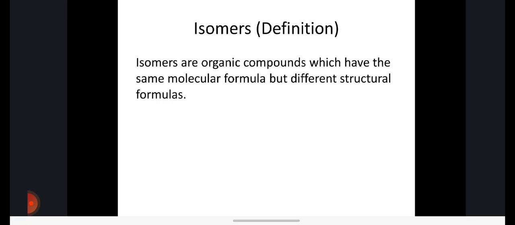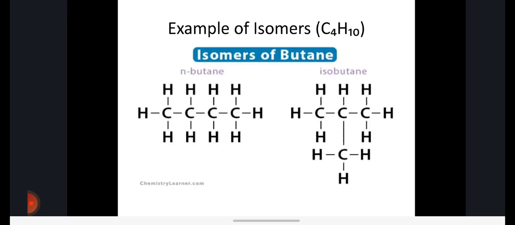What are isomers? Isomers are organic compounds which have the same molecular formula but different structural formulas. For example, we have butane here. As we can see, it's the same molecular formula that we're using here, which is that of 4 carbon atoms and 10 hydrogen atoms. But as you can see, the structures are different. So these are isomers.